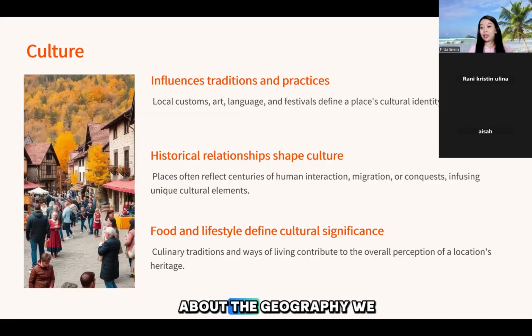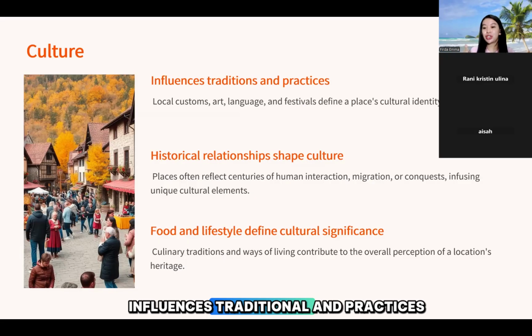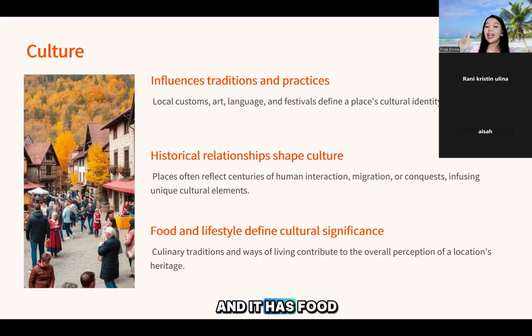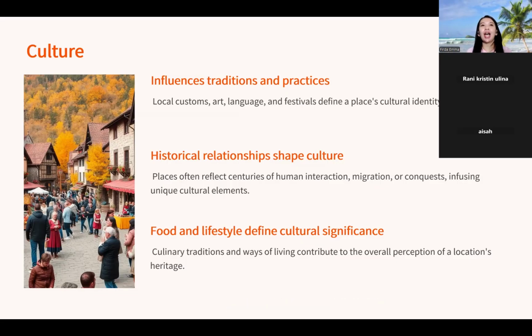And after we talk about geography, we talk about culture. Culture can influence traditions and practices. It has historical relationships that shape culture, and food and lifestyle define cultural significance. For example, in Indonesia, we have a lot of cultures. Maybe we can talk about Javanese culture. Javanese culture influenced traditions like wayang, or gamelan for the music, or the traditional dance such as Reog Ponorogo.